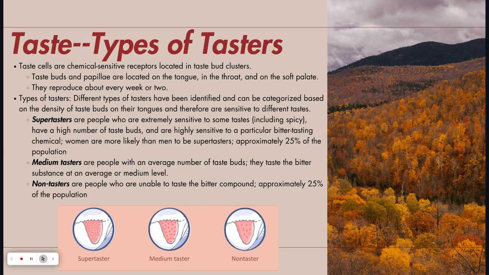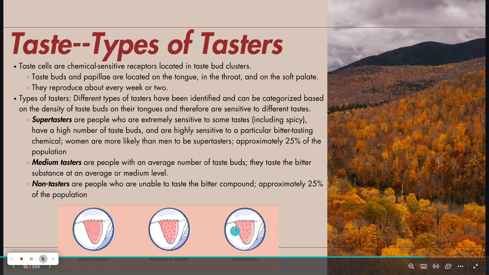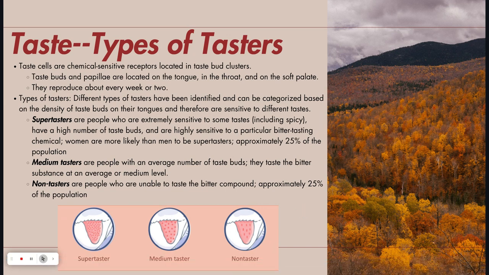Next, we have medium tasters. This accounts for about 50% of the population with an average number of taste buds. They taste bitterness on an average or medium level. They're not super sensitive to things like spicy food. And finally, we have non tasters. And these are people who are unable to taste bitter compounds. If you look at the image down here, they have a lot less of these taste buds. And non tasters make up about 25% of the population. So think most of us are in these medium tasters, but about 25% are super tasters, 25% are non tasters.